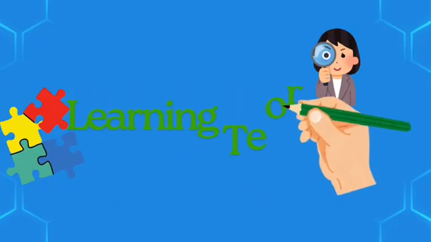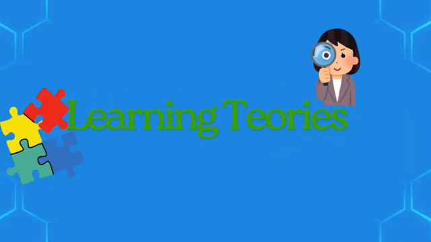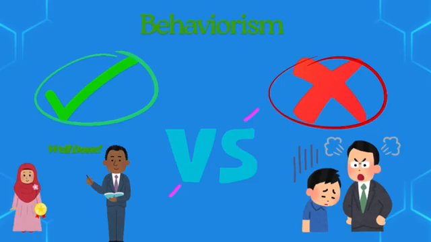Now let's look at learning theories, especially behaviorism and social learning. Behaviorists such as B.F. Skinner believe that behavior is shaped through reinforcement. When a learner is praised, rewarded, or encouraged, the behavior is more likely to be repeated. In the classroom, small rewards like stickers, a smile, or verbal praise help strengthen good habits.